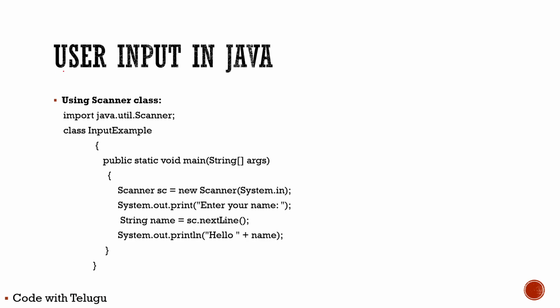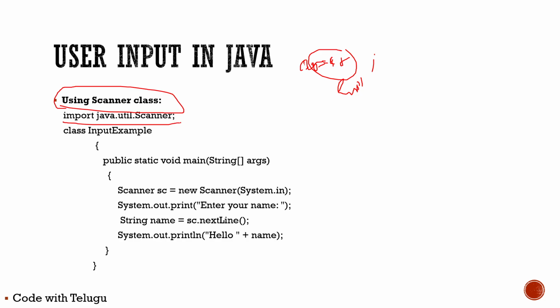User input. Before, we had to give the input in the program only. Now we have to take input from the user. Suppose we are asking for age, 18. Instead of giving the age, we ask the user to enter their age. For that statement we use the Scanner class.